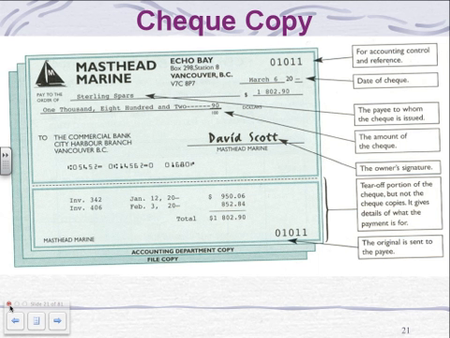First, you have the number at the top. It says 01011 here, and that's just for accounting and cross-referencing. Next, you have the date of the check. Next we have the payee to whom the check is issued. This is really important here. The check is being issued to Sterling Spars. That's the person or the company we owe money to, and we are Masthead Marine. Usually the company that we are is listed at the top of the check in larger letters.